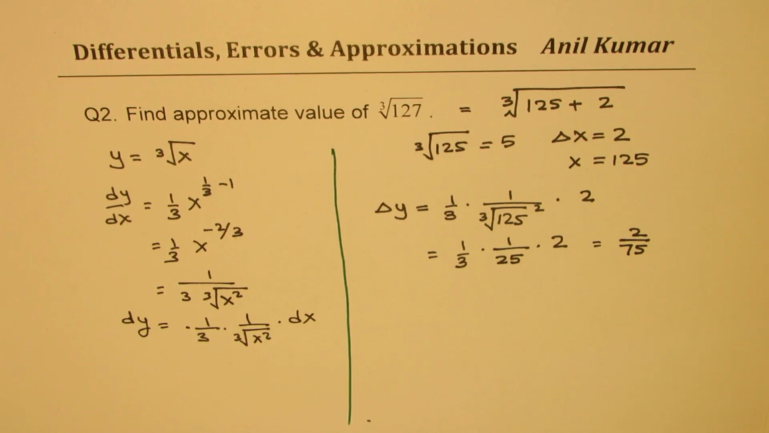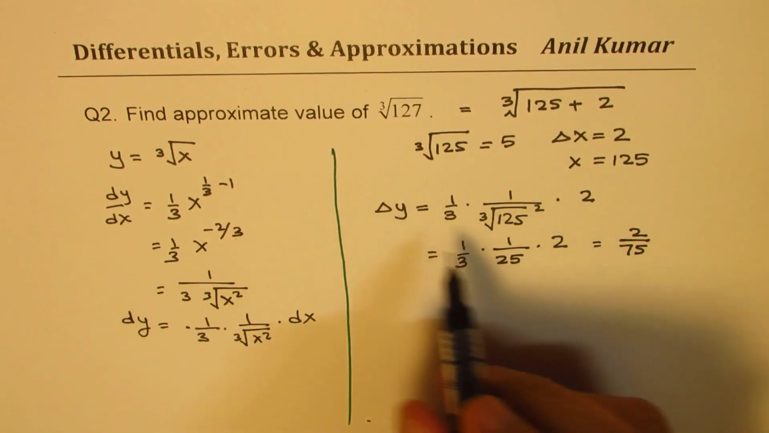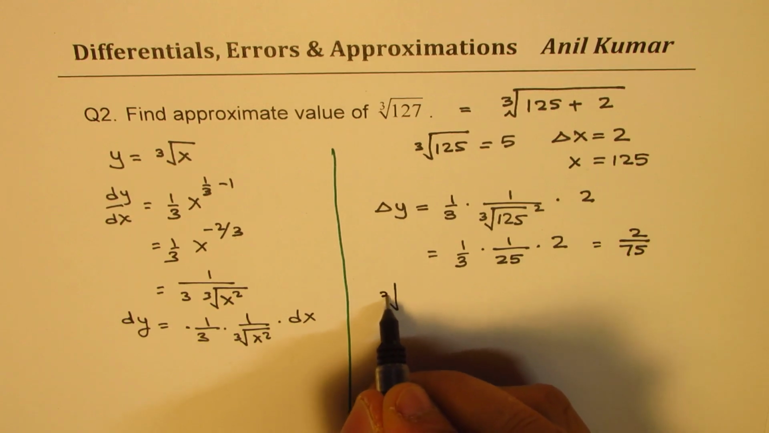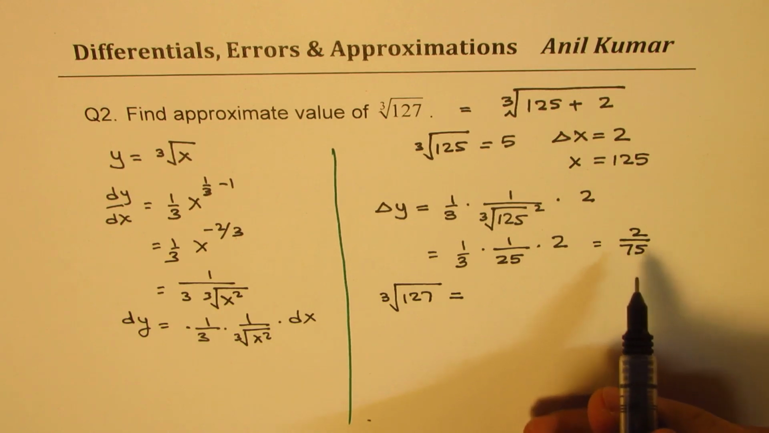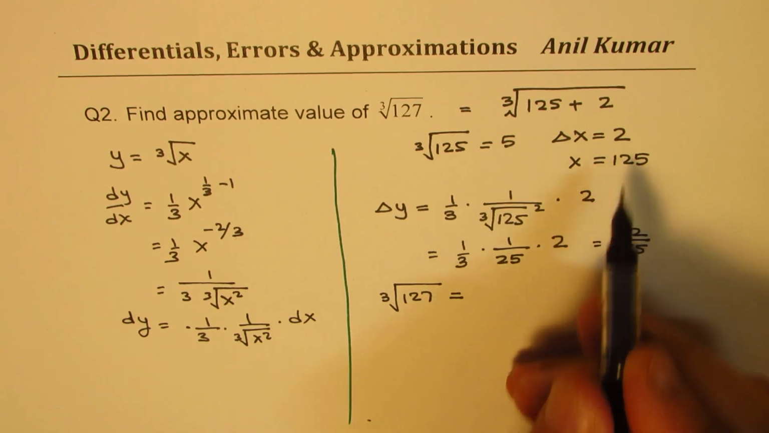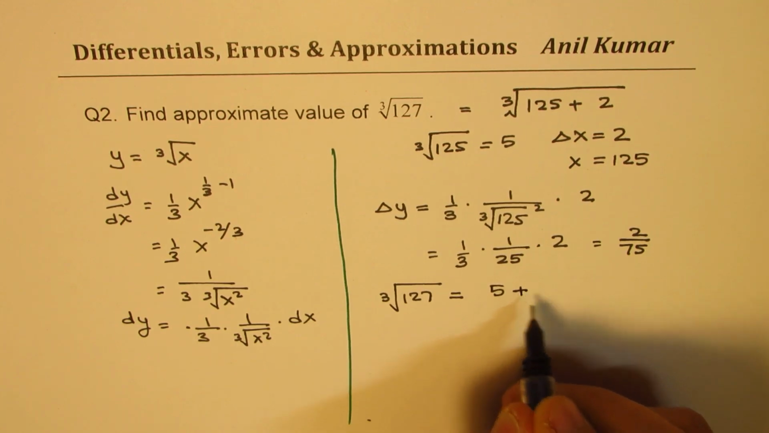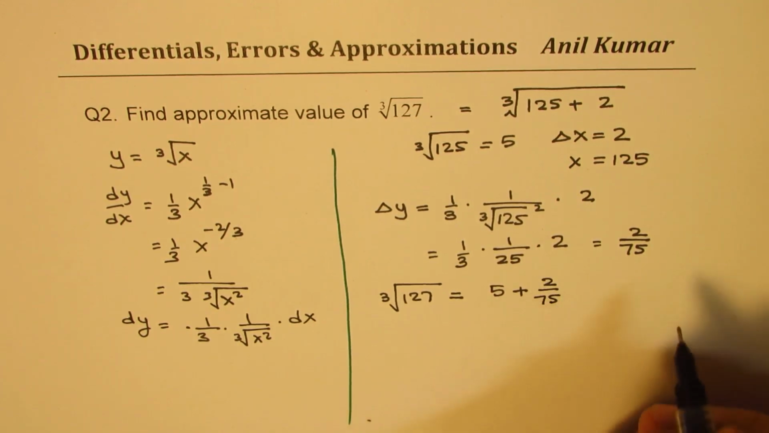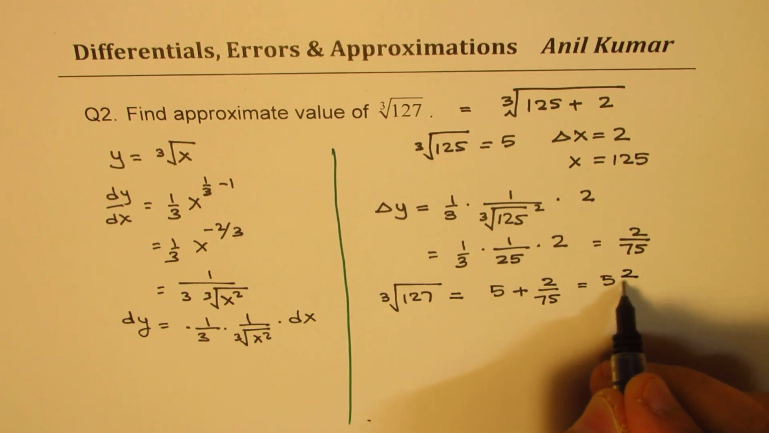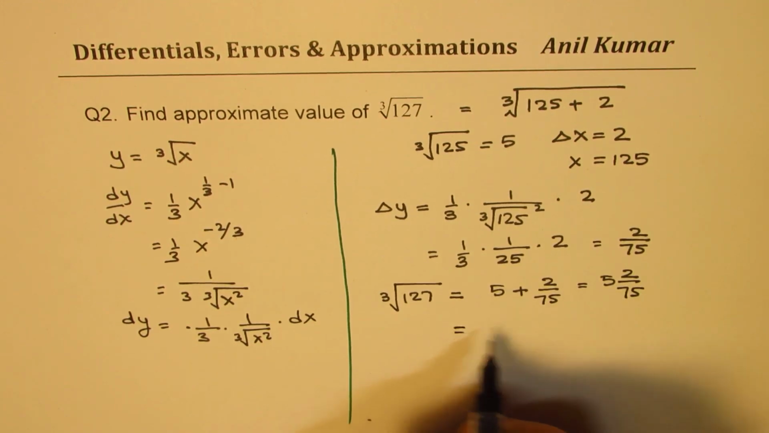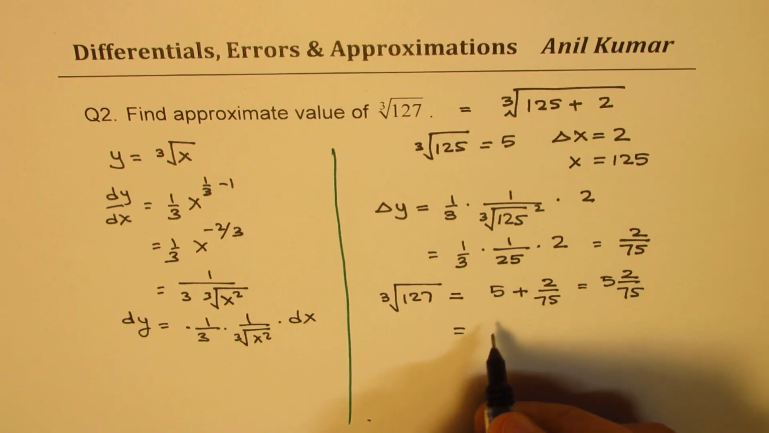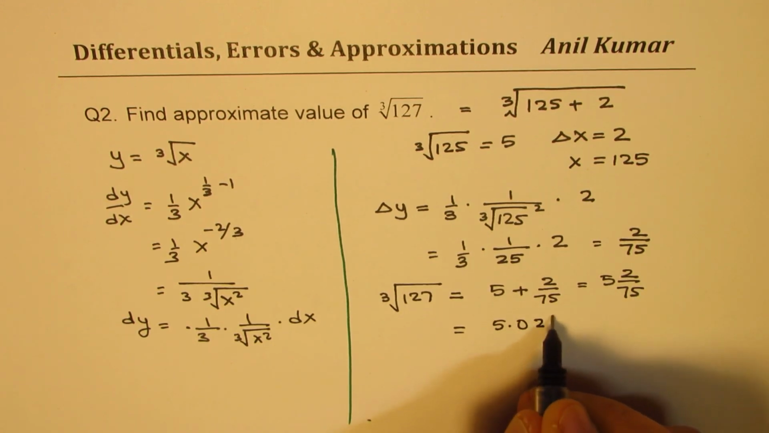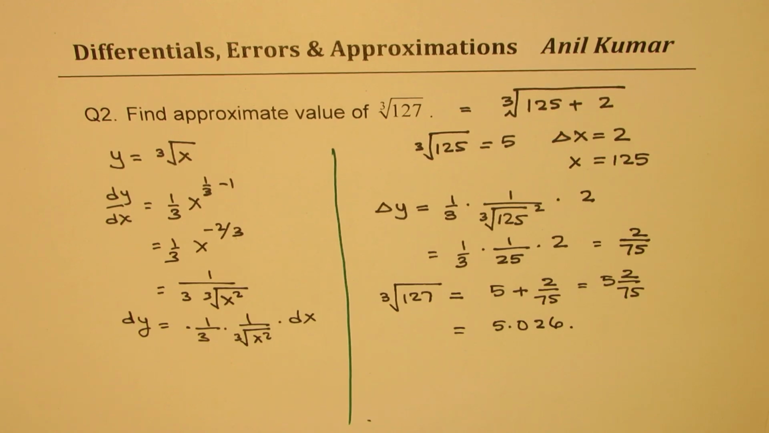Correct? So that is the changed value, which you can calculate as 2 over 75. Therefore you can now find the cube root of 127 as the sum of this change and the original value, which is 5, right? So it is 5 plus 2 over 75. Correct? Or you could write it as 5 and 2 over 75. You can use a calculator to convert this to decimals, right? Or even you could divide and then figure it out. So it comes to 5.026, correct? So let's use the calculator.